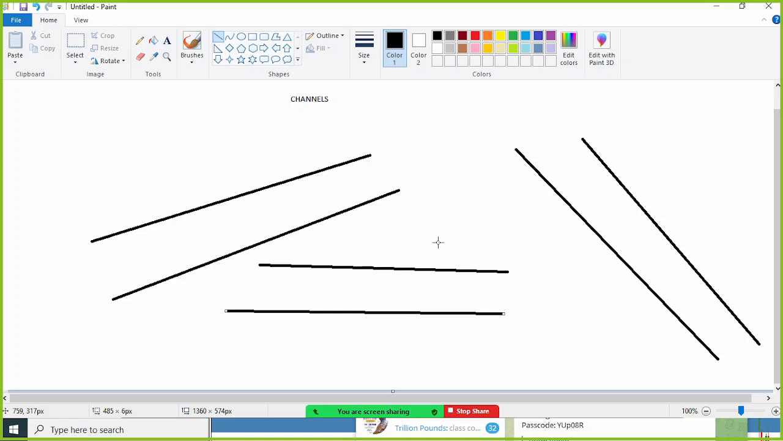So anytime you want to draw a channel, there are a few things that you need to have in mind. Make sure anytime you are drawing a channel, you have these things in mind. So price channels typically run close to each other.